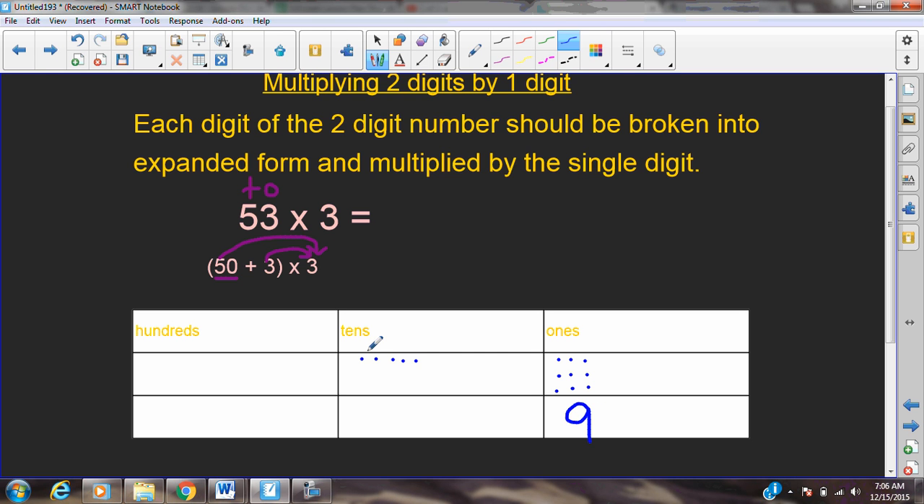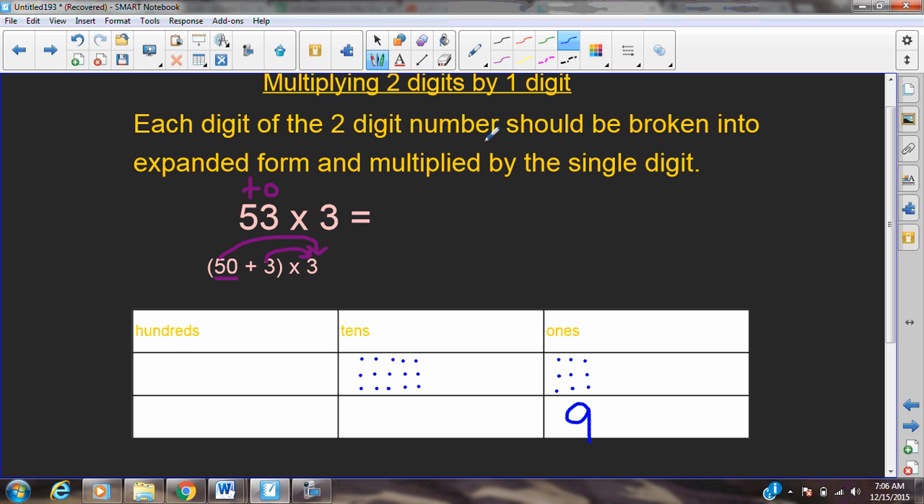Here's my 5. I'm going to do the exact same thing. I'm going to add it 3 times. So I have 1 group already. Here's 2 groups. Here's 3 groups. So now what I can do is count this all together. When I do that, I can see that I have 15. I counted by 5. 5, 10, 15.